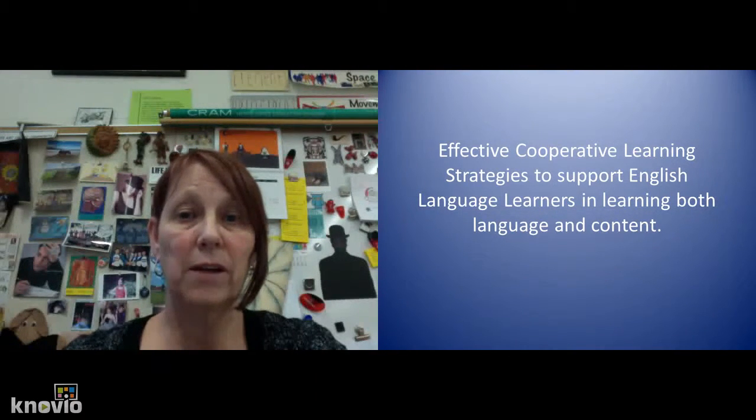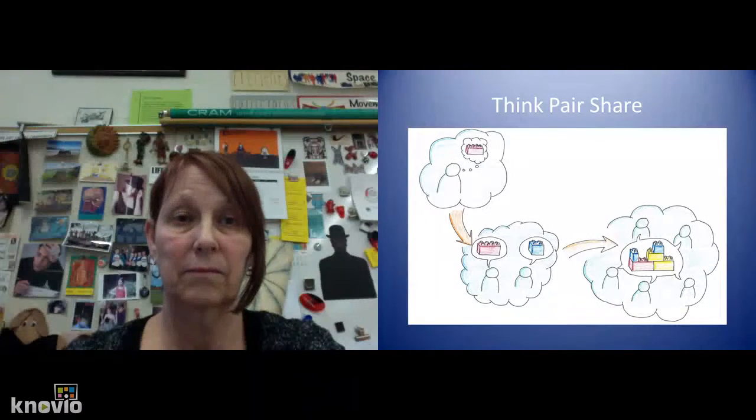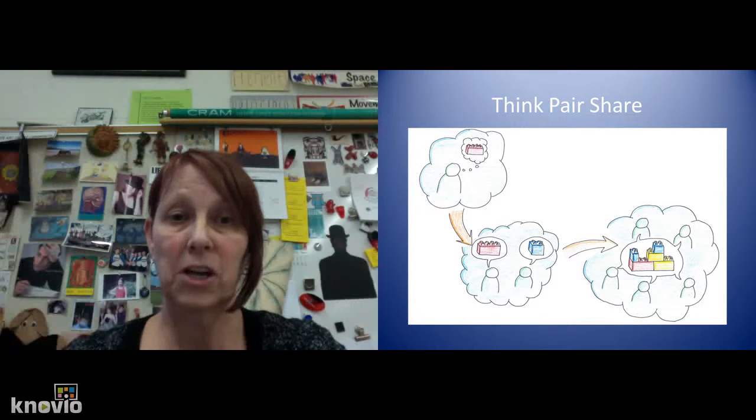The following strategies are effective with ELLs because the students work with other students to develop their English speaking skills and to help each other with understanding content. Think, pair, share. Students pair up and discuss, solve a problem. Then they share out the answers with the rest of the class.